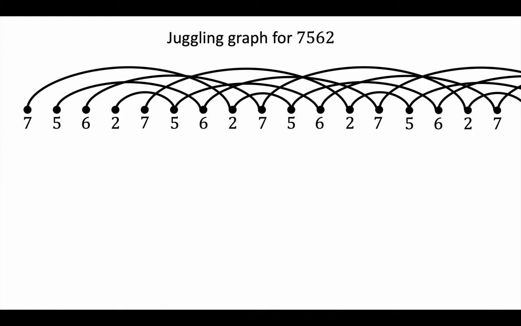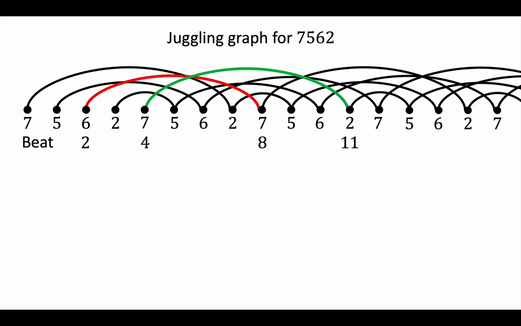I want to focus on two edges here and the relationship between them. Here I have a red edge and a green edge. Let's look at their endpoints. The red edge has a left endpoint at beat 2 and a right endpoint at beat 8. This makes sense because the red edge represents a throw of height 6. 2, the left endpoint, plus 6 is equal to 8. On the other hand, the green edge starts at beat 4 and ends at beat 11. It represents a throw of height 7. 4 plus 7 is equal to 11.